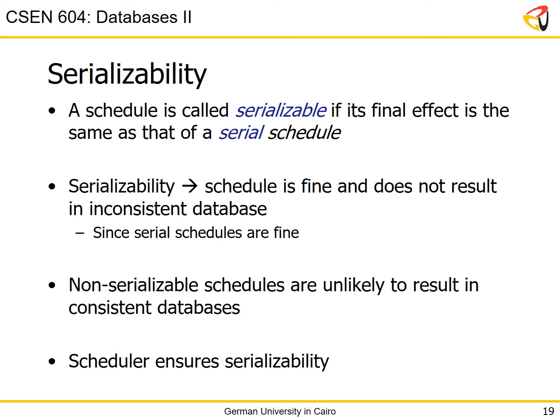So what are we going to do? The database engine, to be exact, comes up with serializable schedules. What is a serializable schedule? Let me read it. A schedule is called serializable if its final effect is the same as that of a serial schedule. As I told you, when we have two transactions, we have two possible serial schedules: T1 followed by T2, or T2 followed by T1.